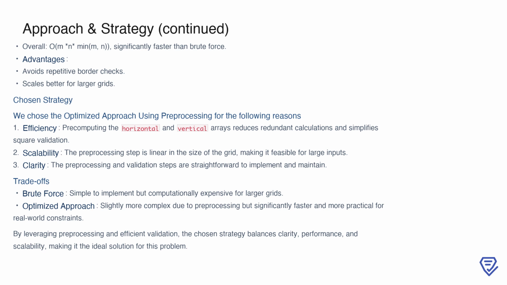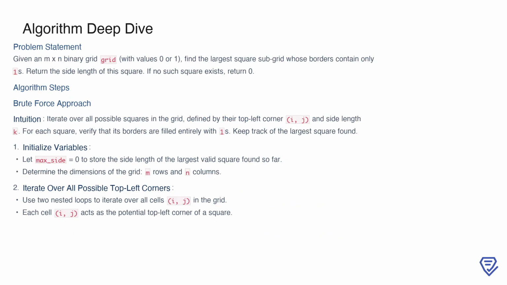problems like this one. The problem requires us to find the largest square subgrid in an M by N binary grid, where the borders of the square are composed entirely of ones. If no such square exists, we return 0. To start, we can use a brute force approach.